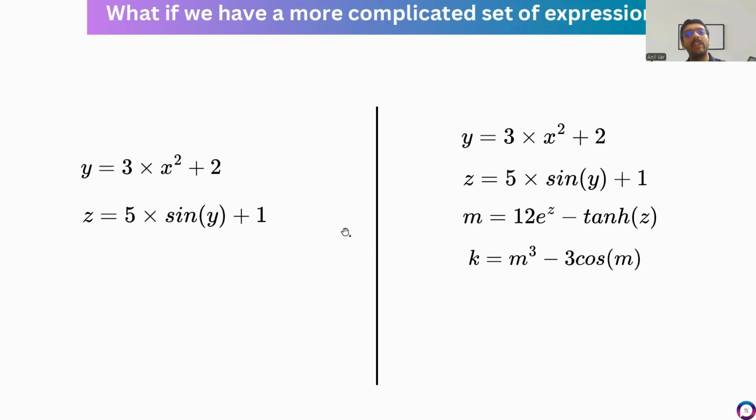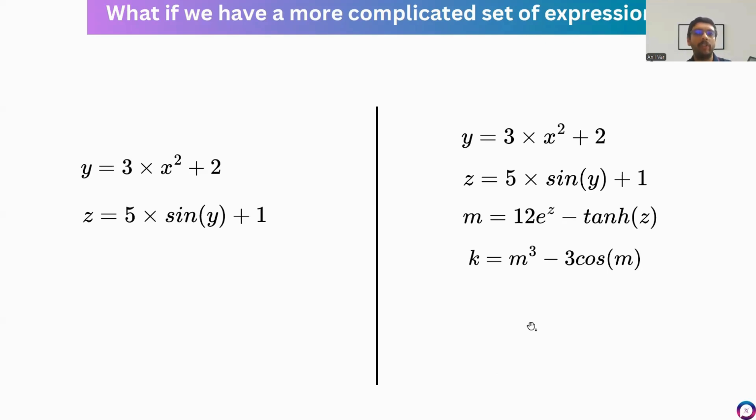Another example of how things can get complicated: what if it's just a very, very big chain of functions? So you have y, which is a function of x, and you have z, which is this complicated function of y. Then you have m, which is an even more complicated function of z, right? It's got a hyperbolic tangent and an exponent. And then you've got k, which is a function of this m, and you want to find the derivative of k with respect to x, right?